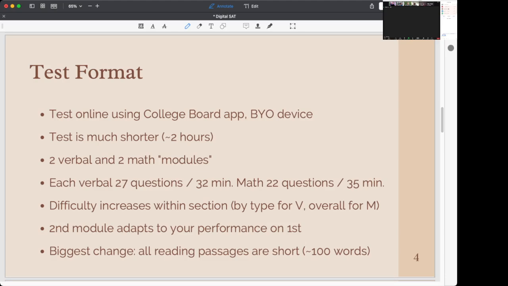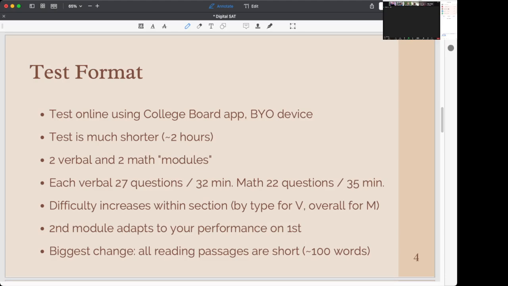So the way that the test works is it always starts with the 2 verbal sections or modules, as they call them, and they're reading and writing. Very, very similar to today's SAT, but with some different question types. The big difference is that the reading passages are now mini passages. They're only about 100 words. So you're not going to have any more long reading passages to get through.